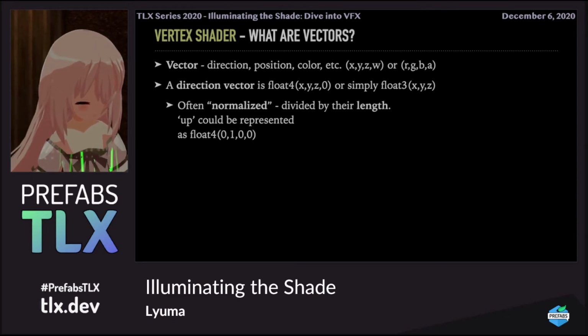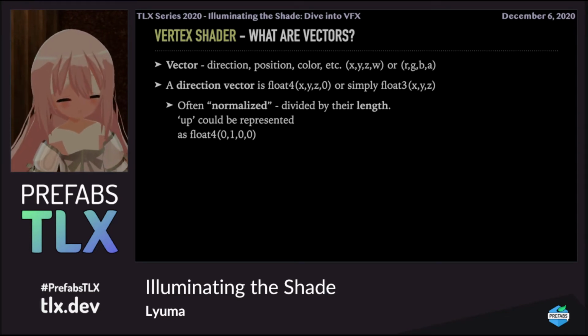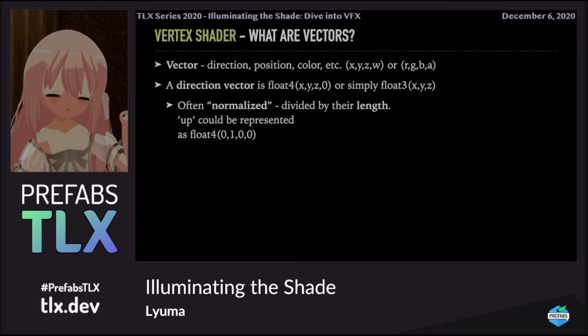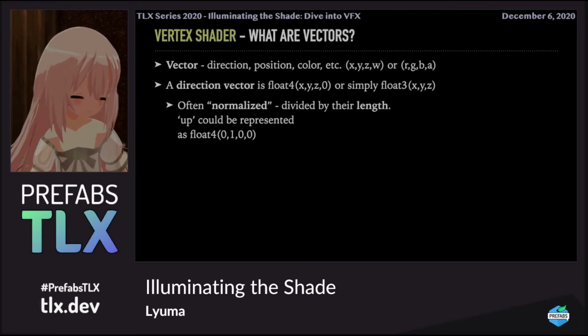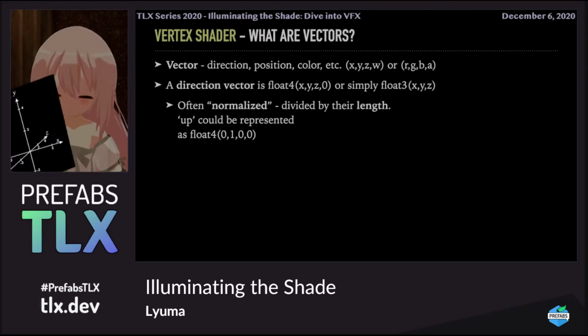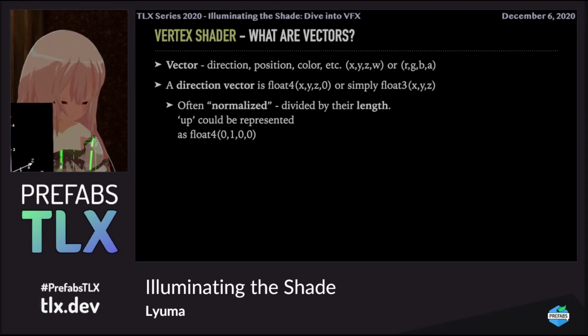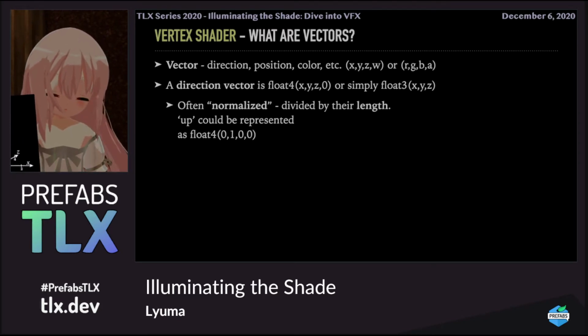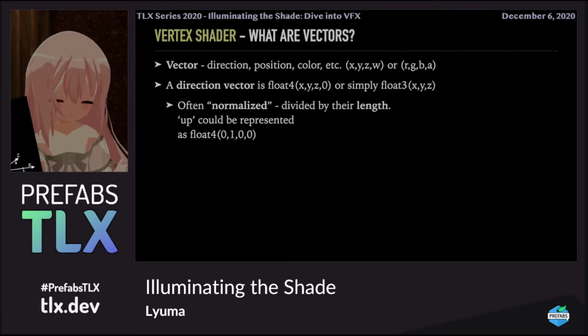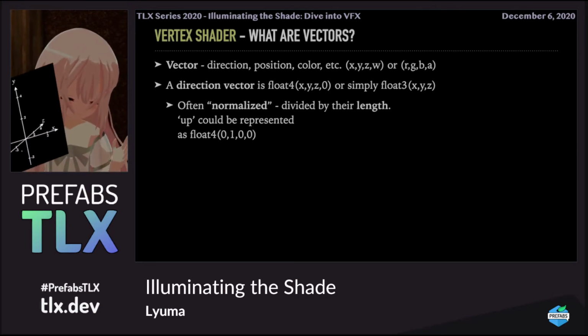A direction vector is often normalized. Up will be a direction, and it doesn't really have a length. It's just up. So in this case, up would be 0, 1, 0, 0. In something like Blender, which has Z up, it would be 0, 0, 1, 0. But there could be other directions.